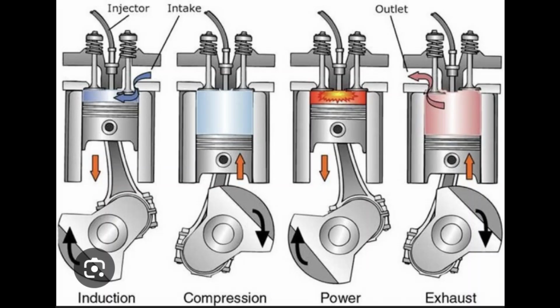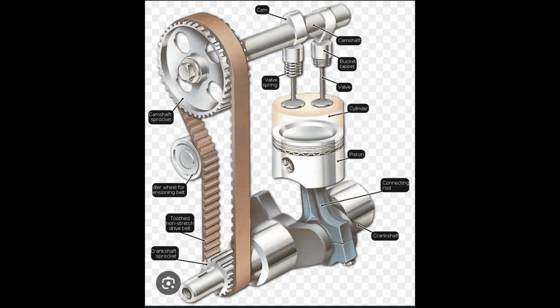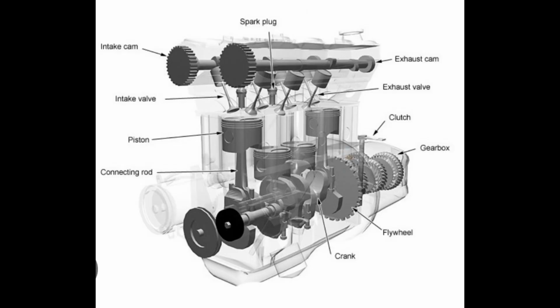So the engine has the four-stroke cycle. As we see on the figure, there are induction, compression, power and exhaust. It is the four-stroke cycle of the engine that occurs in order to provide the power or the torque that pushes the piston down to rotate the crankshaft.